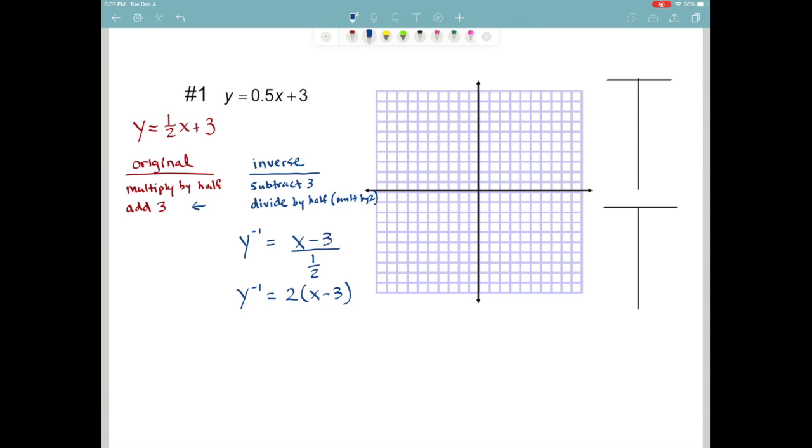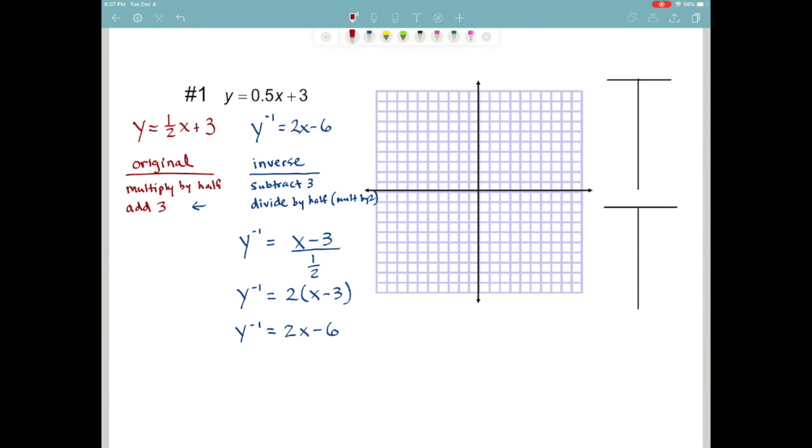And just to help us with graphing purposes, let's distribute our 2 through. So we now have 2x minus 6. So one of our functions is 1/2 x plus 3, and the other one is 2x minus 6. If we graph these inverse functions, let's see if there's anything we may recognize as special characteristics. So the first one, let's graph y equals 1/2 x plus 3.